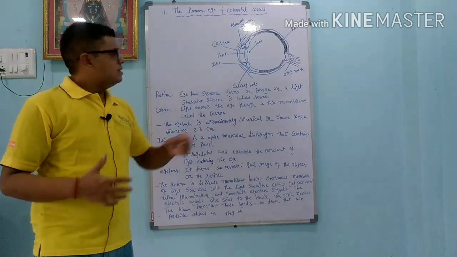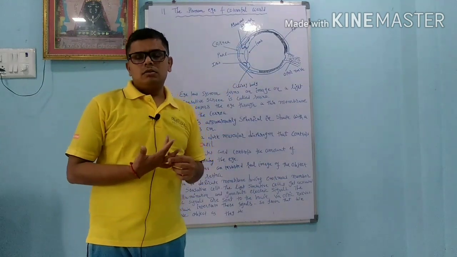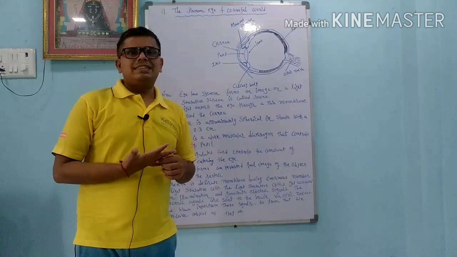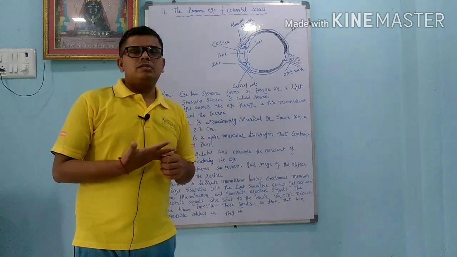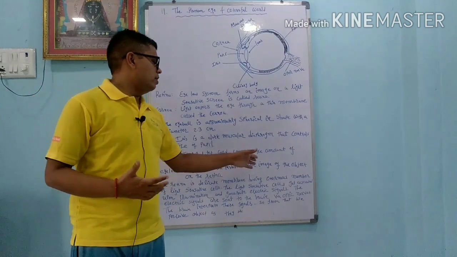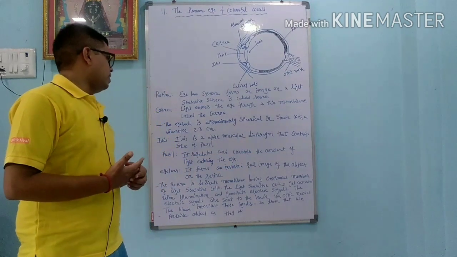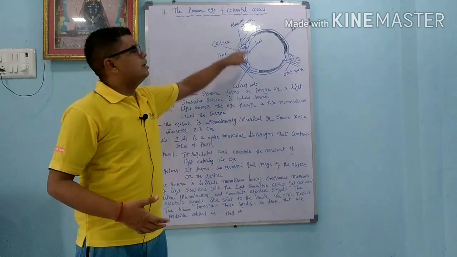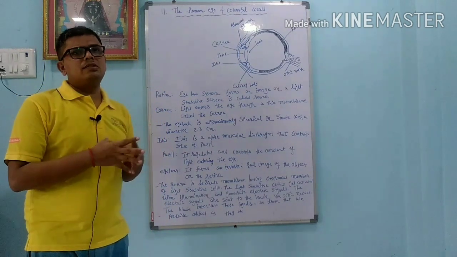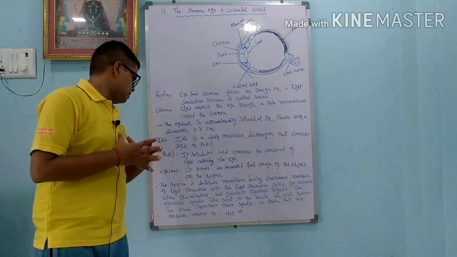The eye lens is here, it is a double convex lens. And generally we know that a convex lens makes a real and inverted image. So the function of the eye lens is that it forms an inverted and real image of the object on the retina. Here we have the ciliary muscles that control the lens. They increase or decrease the focal length of the lens.